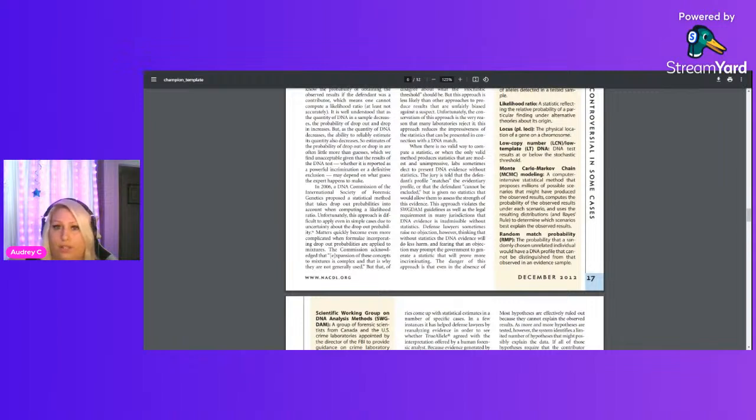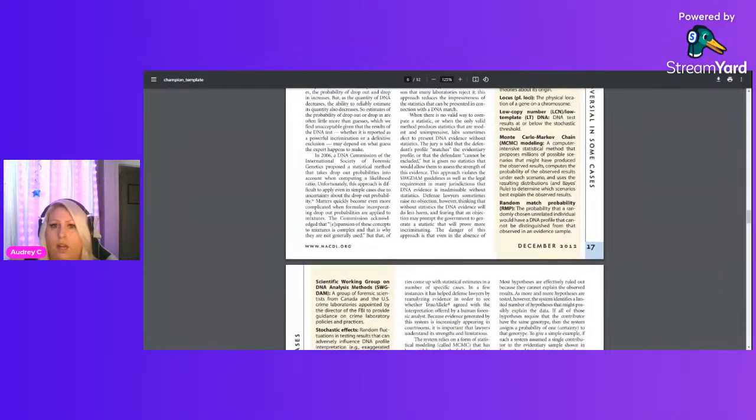The jury is told that the defendant's profile matches the evidentiary profile, or the defendant cannot be excluded, but is given no statistics that allow them to assess the strength of this evidence. This approach violates the professional body's guidelines, as well as the legal requirements in many jurisdictions that DNA evidence is inadmissible without statistics. Defense lawyers sometimes raise no objection.